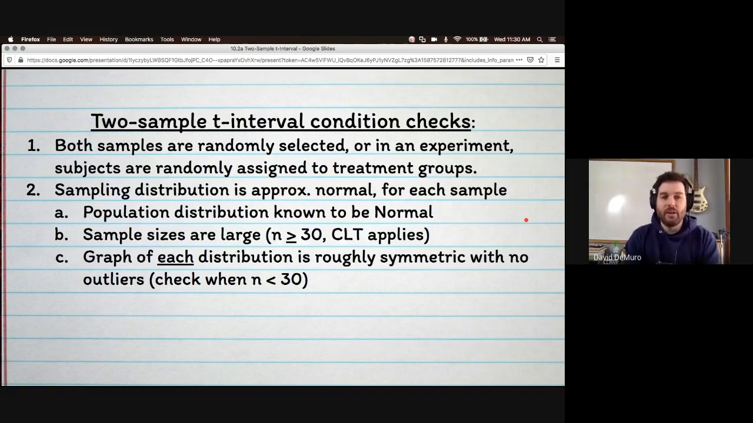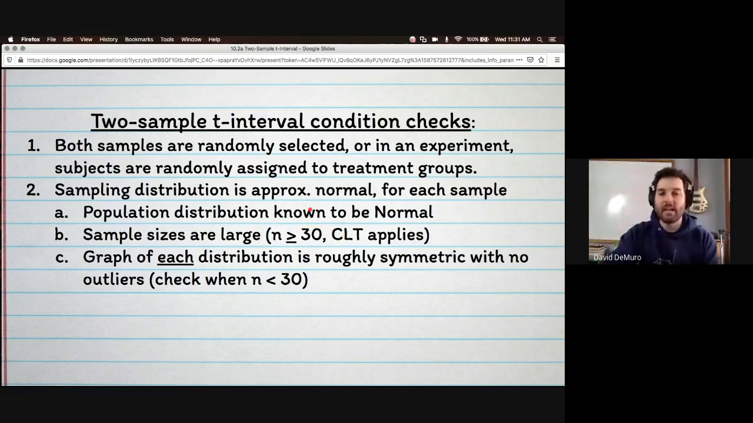Number two is that the sampling distribution has to be approximately normal for each sample. And this could be met in three different ways. The first way is that the population distribution is already known to be normal. It's stated in the problem. If that is not known to be true, then hopefully we have sample sizes that are large enough to use central limit theorem, so samples of at least 30. In this case, since there's two samples, both samples would need to be at least 30.